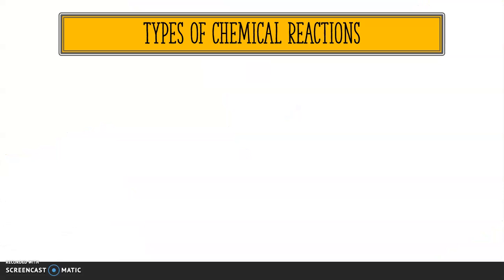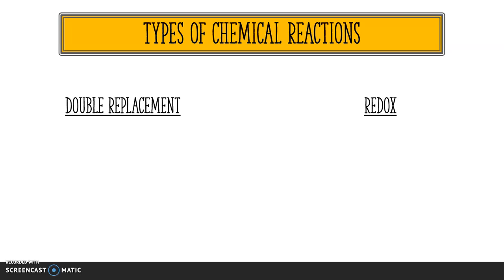So again, there are different types of chemical reactions. The first thing that we typically do is categorize them into two major different categories. Those categories are double replacement and redox reactions. Now, it's actually pretty easy to tell the difference between a double replacement reaction and a redox reaction.